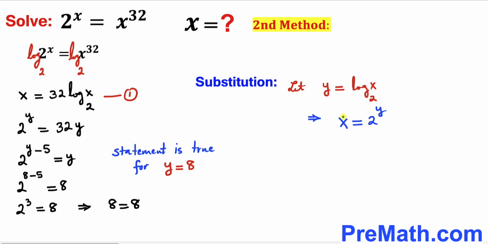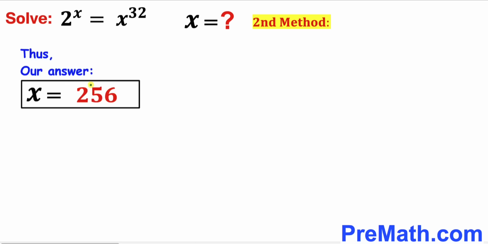And since we are looking for x value, so therefore I'm going to substitute this y value equals to 8 over here. So therefore x is going to be equal to 2 power 8. So thus our x value turns out to be 256. So thus our solution x value turns out to be 256 by using the second method as well.